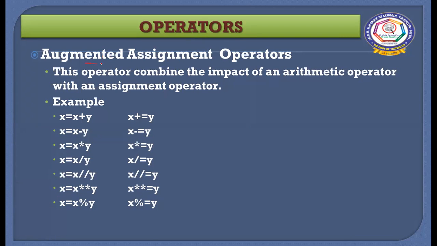The next is the augmented assignment operator. This operator combines the impact of an arithmetic operator with an assignment operator. Here you can see I have an assignment operator, which is equal to, and an arithmetic operator, which is plus. Both these operators are combined and written as x plus equal to y, right? So you can write it in a short form as x plus equal to y. In the same way, x equal to x minus y can be written as x minus equal to y. So you can write all the operators like this, when you are writing an expression, right?